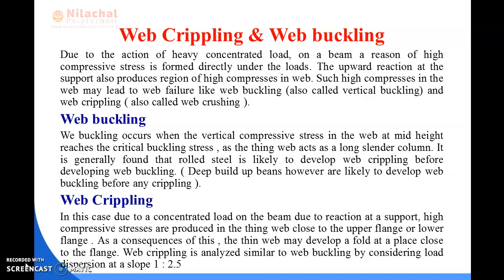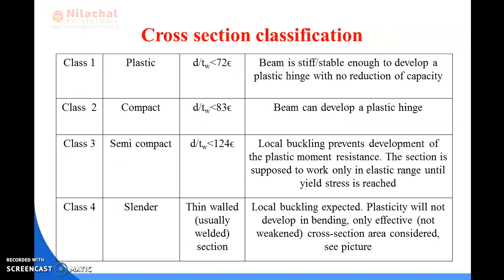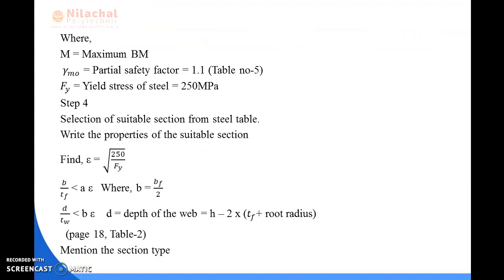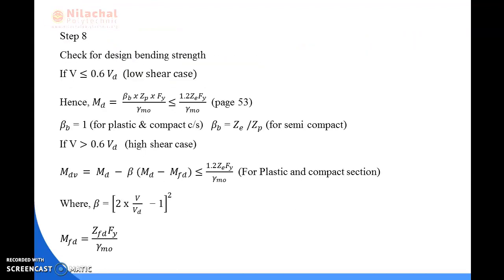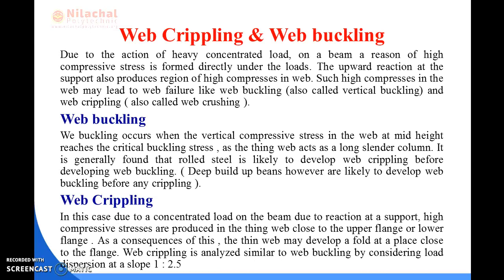So in the last class we basically discussed the introduction to the design of beams, the cross sections and their classifications. Then the design procedure of a laterally supported beam, which contained 9 steps. We discussed this in the last class, and today we will discuss web crippling and web buckling, which are major terms in beam design.